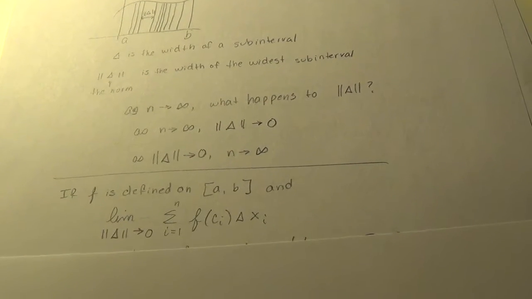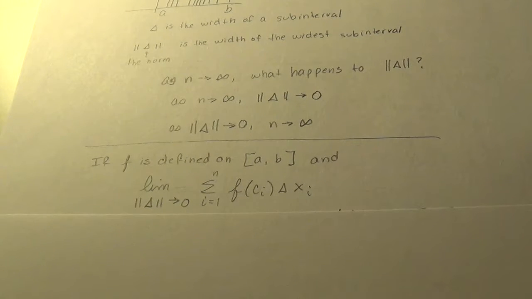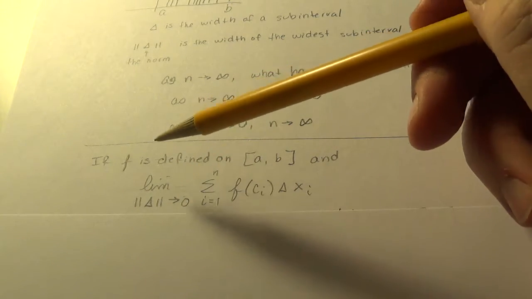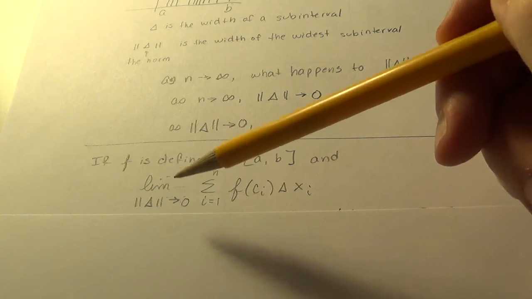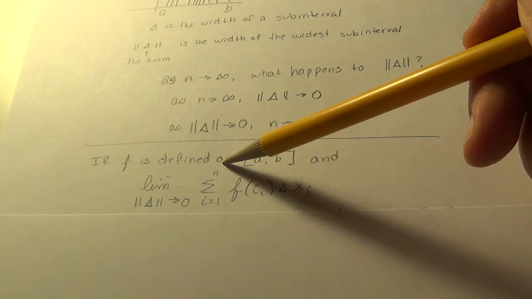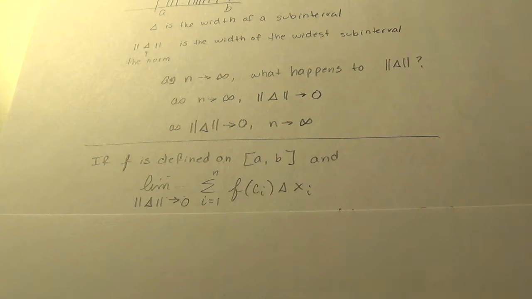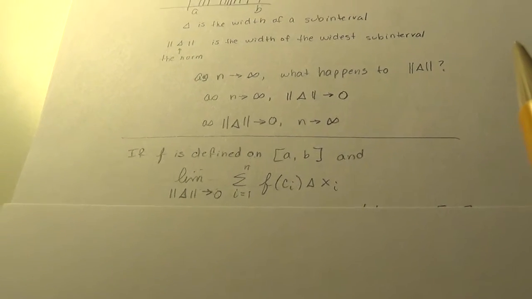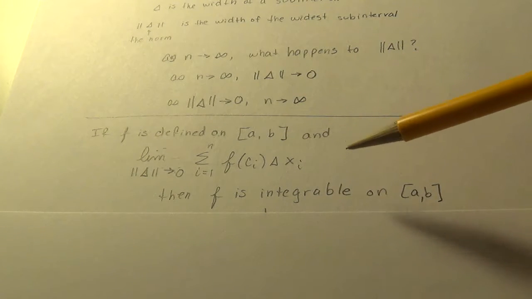So it's kind of odd how we state that, and it looks like this. If f is defined on the interval [a, b], so we have a function, we used to say the limit as n goes to infinity. But now we replace that with an equivalent statement that the norm goes to 0, as i goes from 1 to n. This statement infers that n is still going to infinity. All right, so notice that new and improved definition. So if that's true, then the function is integrable.